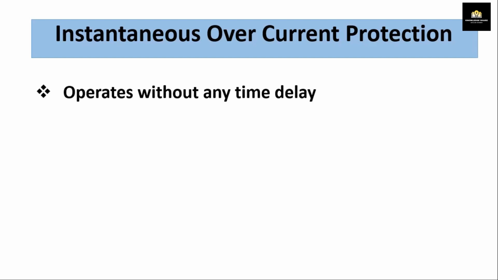So first of all, instantaneous overcurrent protection. Instantaneous overcurrent protection relay operates without any time delay. If the current exceeds a preset threshold, the relay will trip immediately. This type of protection is typically used for critical equipment that needs rapid disconnection to prevent severe damage. The ANSI code used for this type of protection is 50.